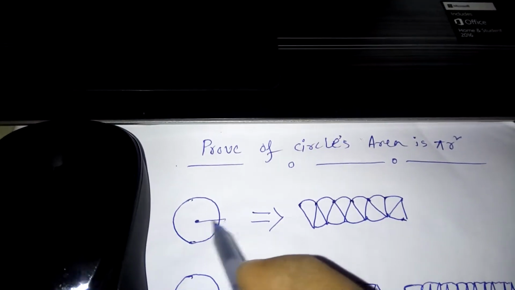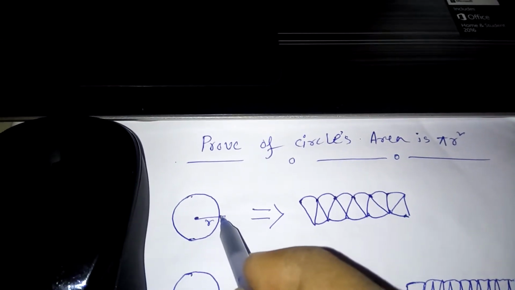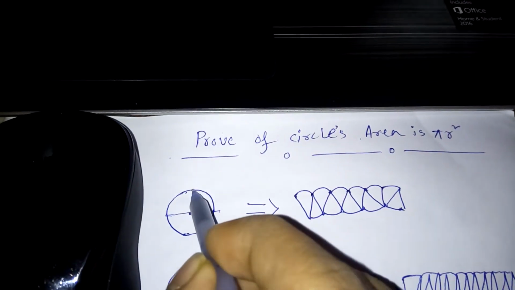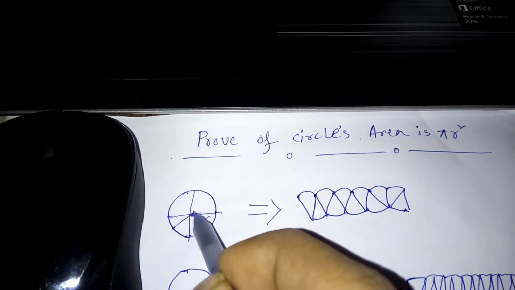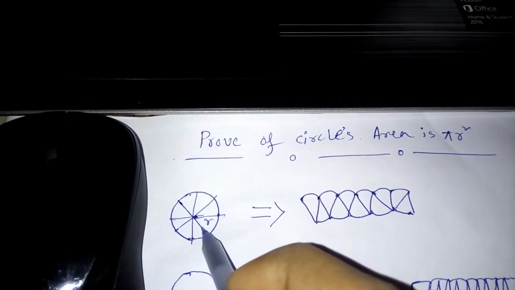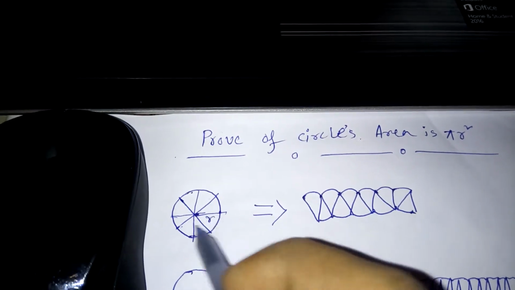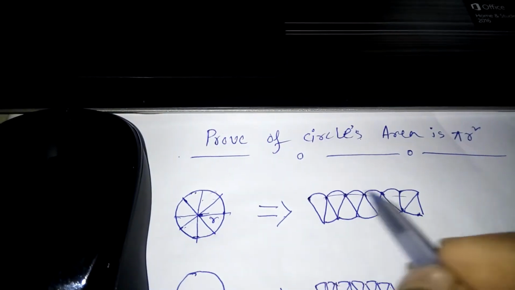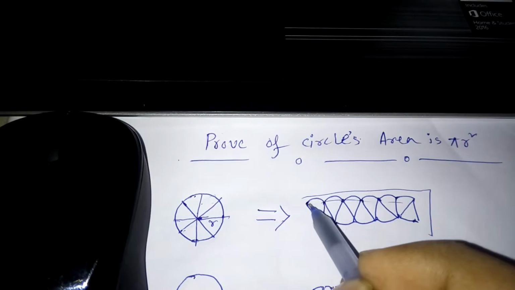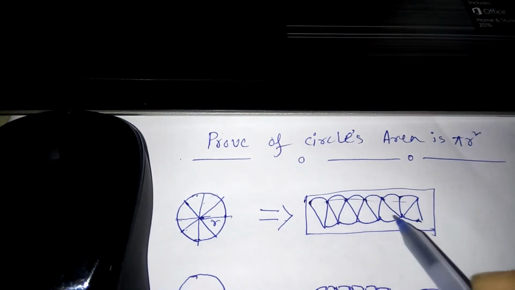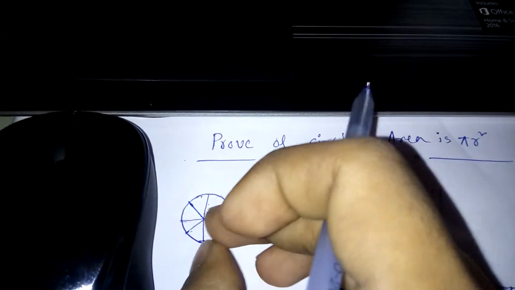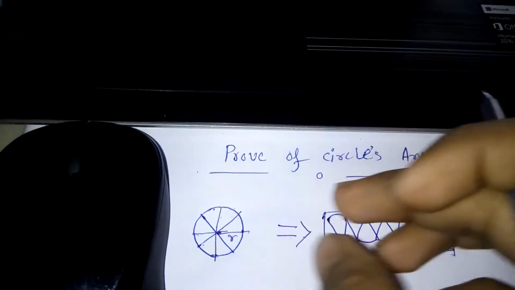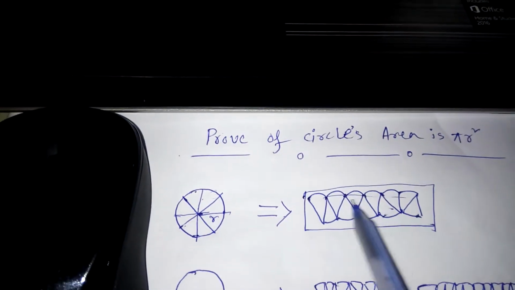So this is the radius of any circle, represented as r. Now if we divide it like this, and separate the parts to make such rectangle-like shapes. To make these parts, we take small ones like this part here, this part here, forming a type of rectangle.